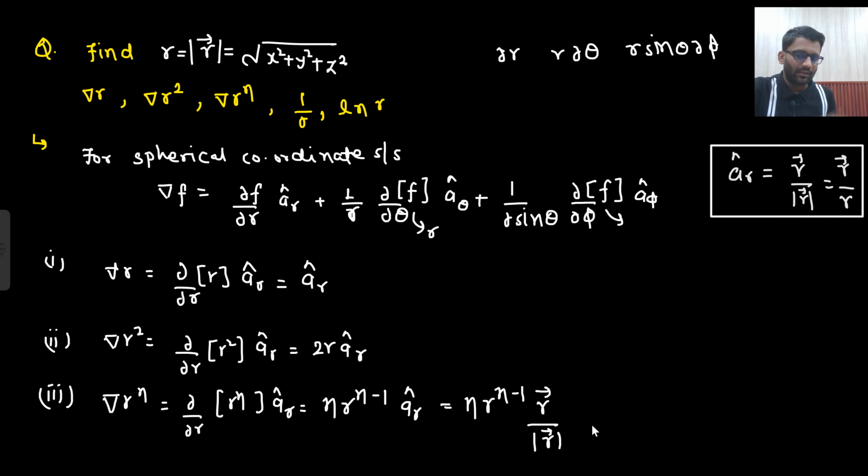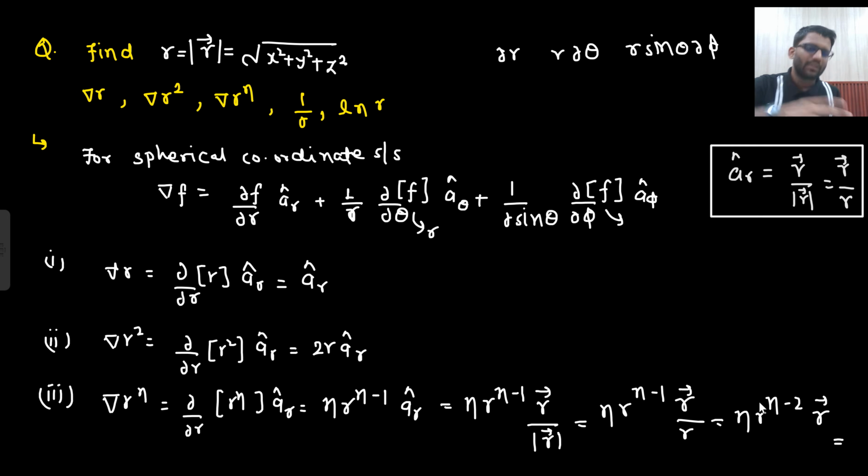Now, this is what we get. So n r to the power n minus 1 r divided by r. So what you are going to get? N r to the power n minus 2 r vector. So sometimes this question is asked. I guess this has come in your GATE examination as well. What will be the value of gradient r to the power n? So n r to the power n minus 2 r vector. So this should be called gradient, this should not be called del. This is just an error from my side, or you can say this is just my habit that I call it del. You should be calling it gradient.